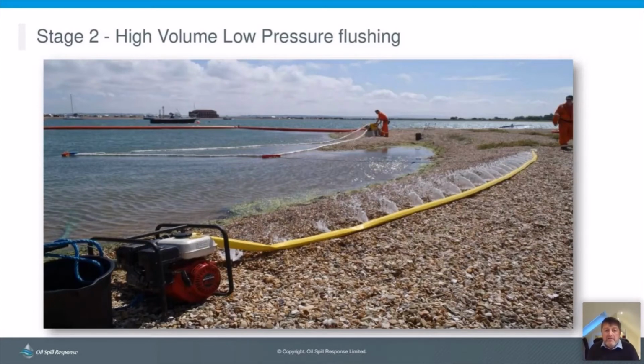One key thing to remember here is that if you're using high volume, low pressure flushing, make sure you use salt water from the local environment. You wouldn't want to do this, for instance, by bringing truckloads of fresh water in, because many of the organisms and species that live in that particular shoreline are saltwater creatures. If you start flushing lots of fresh water across that area, you could actually do more environmental damage than good. So using salt water from the local environment is a key thing. Just use high volumes and flush it back into the water, where it can be removed by skimmers.